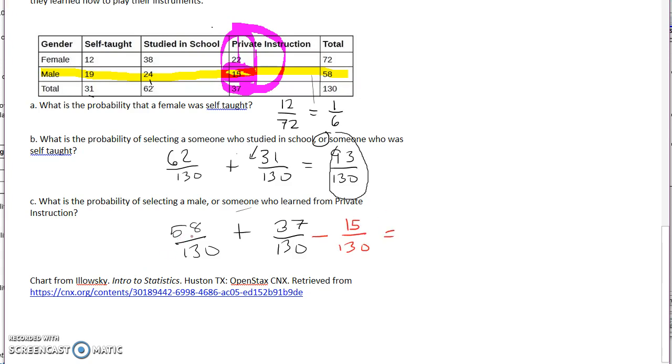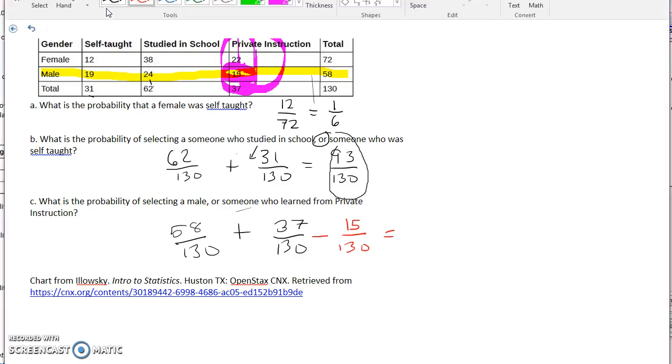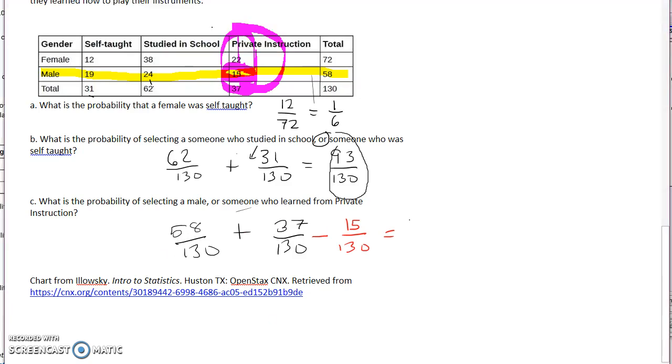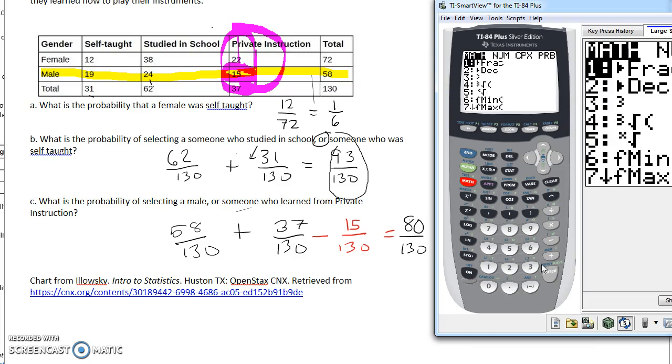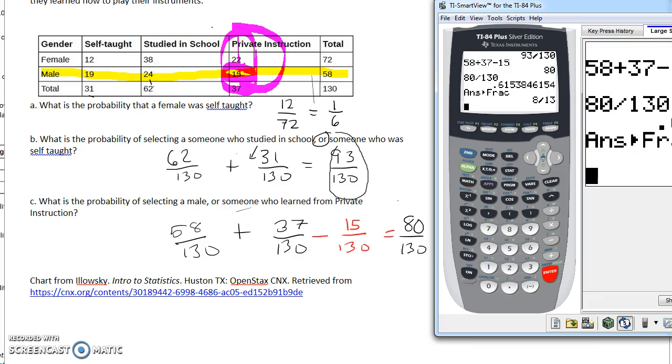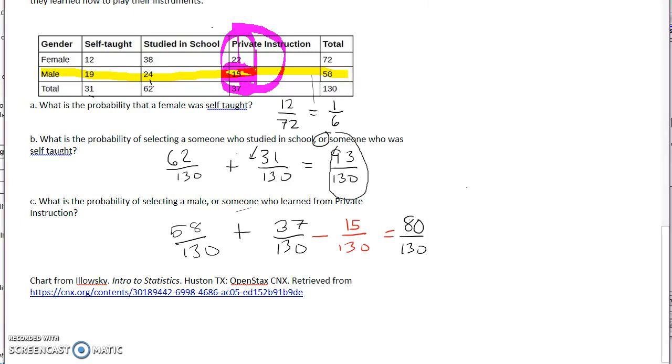So we're going to do 58 plus 37 minus 15, which is going to give us 80 over 130. And again, if it's ever even numbers, we know that these are both even numbers, so we can divide those. So I'm going to simplify that by doing 80 over 130, and then hitting math, enter. And it's 8 over 13 is going to be our simplified fraction.